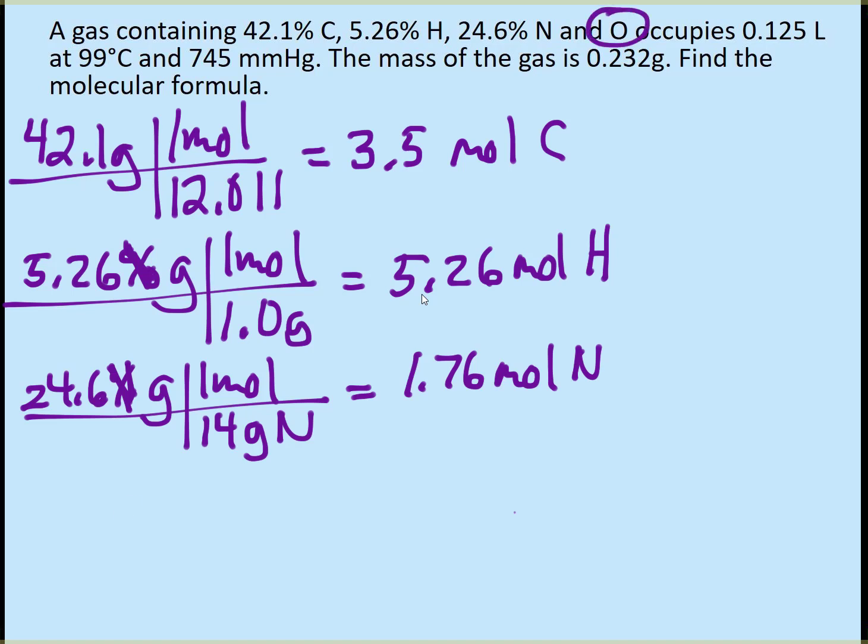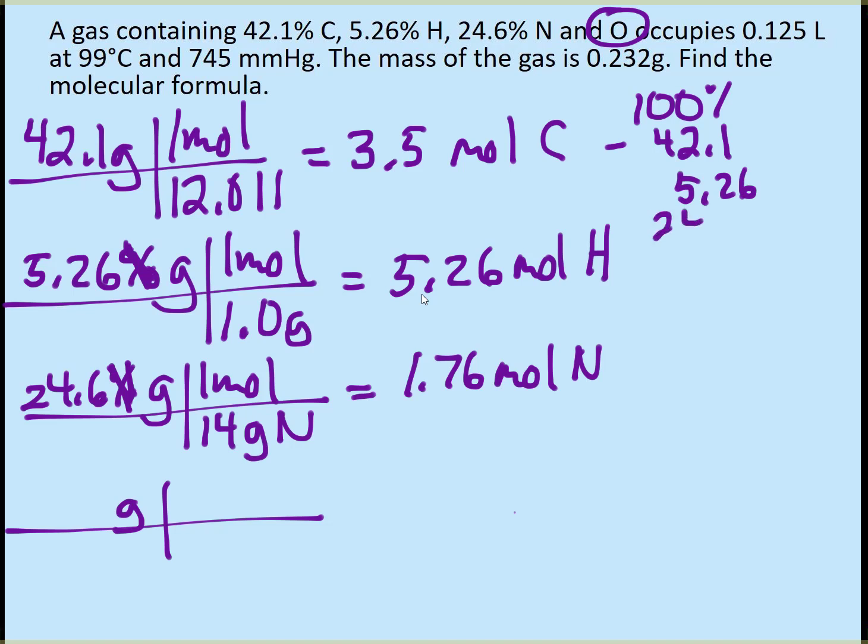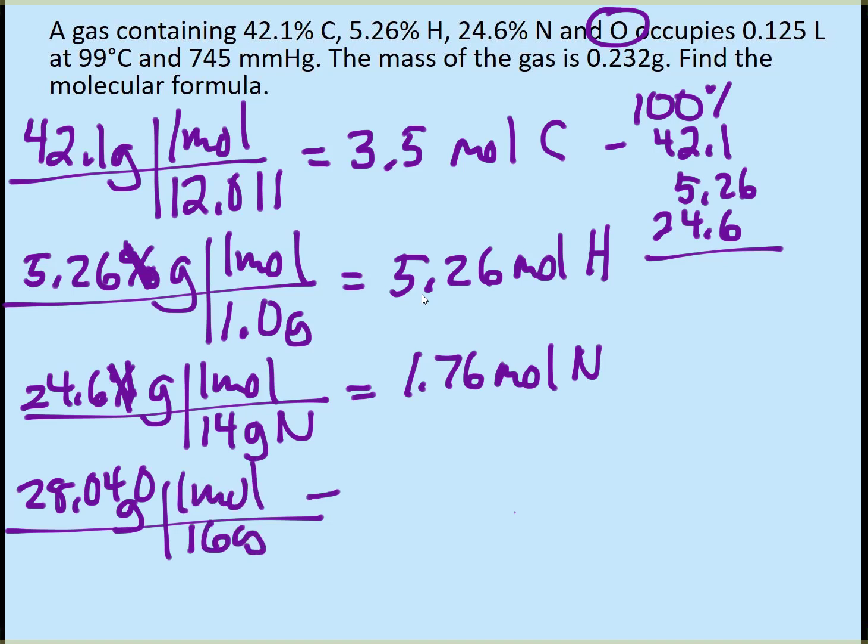And they don't give us how many grams. This is kind of a not nice problem. So we need to take 100% and subtract 42.1, 5.26, and 24.6. And that will tell us the percent of oxygen. And when I do that, I get 28.04 grams of oxygen. Divide by the molar mass of oxygen, and we get 1.75 moles of oxygen.